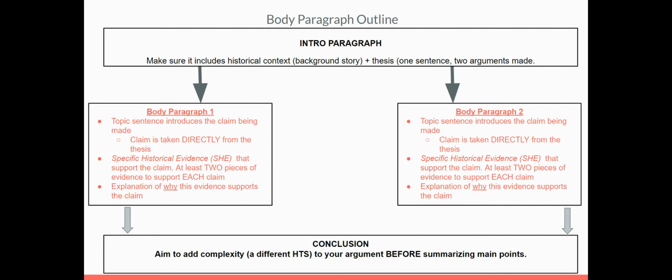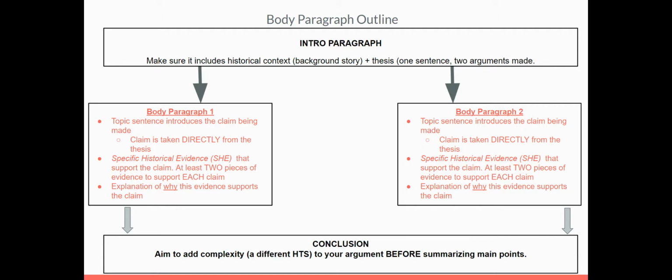You need to provide specific historical evidence that supports the claim. And you need at least two pieces of evidence to support each claim. And we'll take a look at what this would appear to be. And an explanation of why this evidence supports the claim. You do that for both body paragraphs. If you do a third body paragraph, you would repeat.